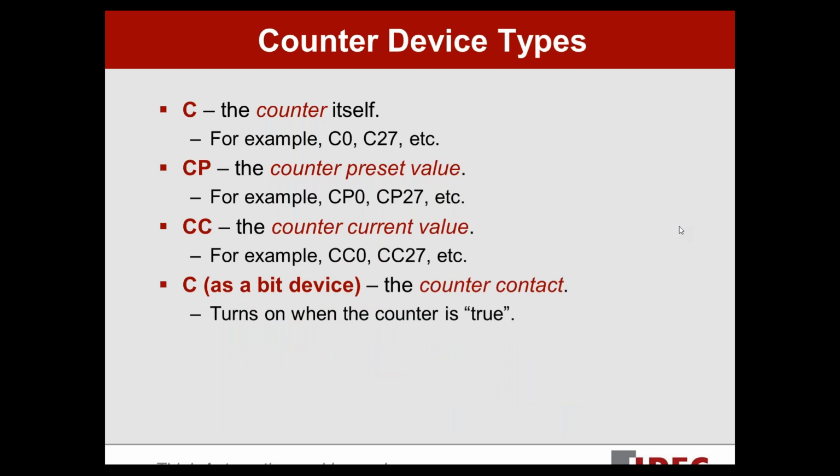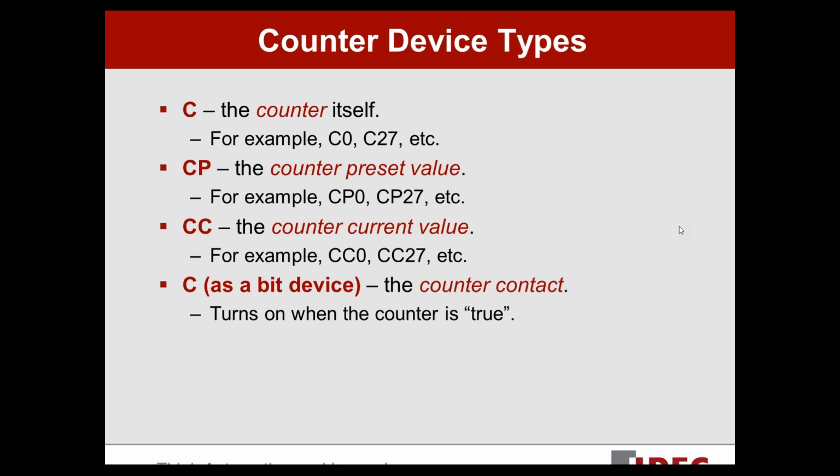Let's take a look too at the different device types that we work with when we work with counters. We have a C, which is just the counter itself. Counter C0, C15, C27, and so on. We have a device type of CP, which is the counter preset. Again, you can have CP0, CP1, CP30, what have you. CC device type is the current value of the counter.